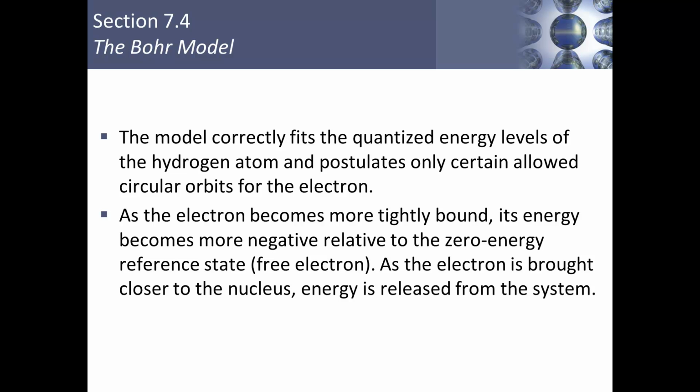The Bohr model correctly fits the quantized energy levels of the hydrogen atom and postulates only certain allowed circular orbits for the electron in the hydrogen atom. As the electron becomes more tightly bound, its energy becomes more negative relative to the zero energy reference state. As the electron is brought closer to the nucleus, energy is released from the system.